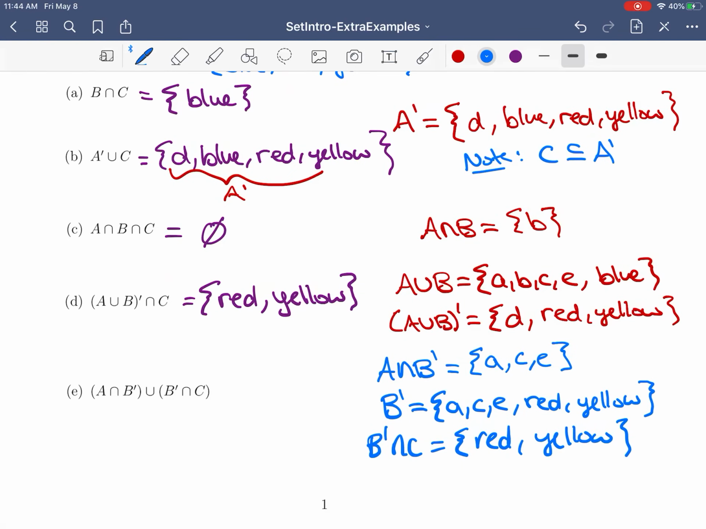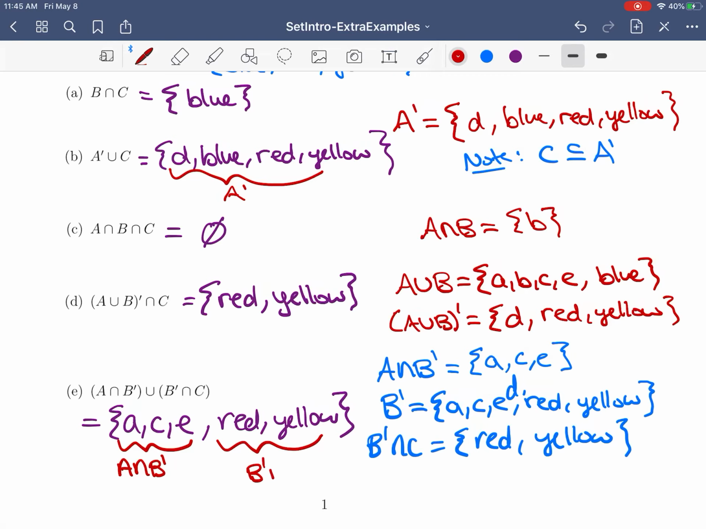I lied to you a bit here. This B complement should also have a D, but that doesn't affect our other computations because neither A nor C have the D. So now I want to union these two sets together. So I can just write out the elements in the first one, so A, C, and E, and then add the extra elements in the second one. They actually had nothing in common. Okay, so this is A intersect B complement, and this one is B complement intersects C. So when we union them, we get all of those.